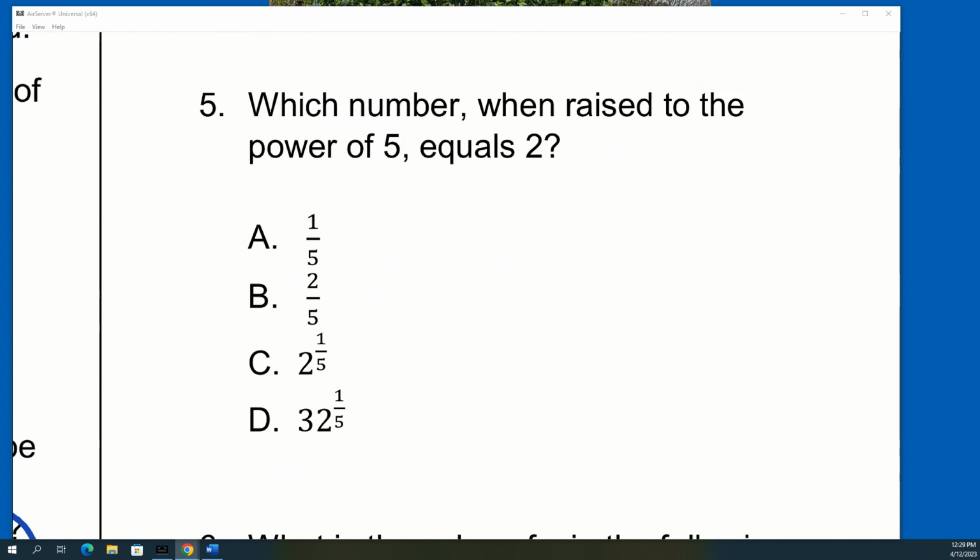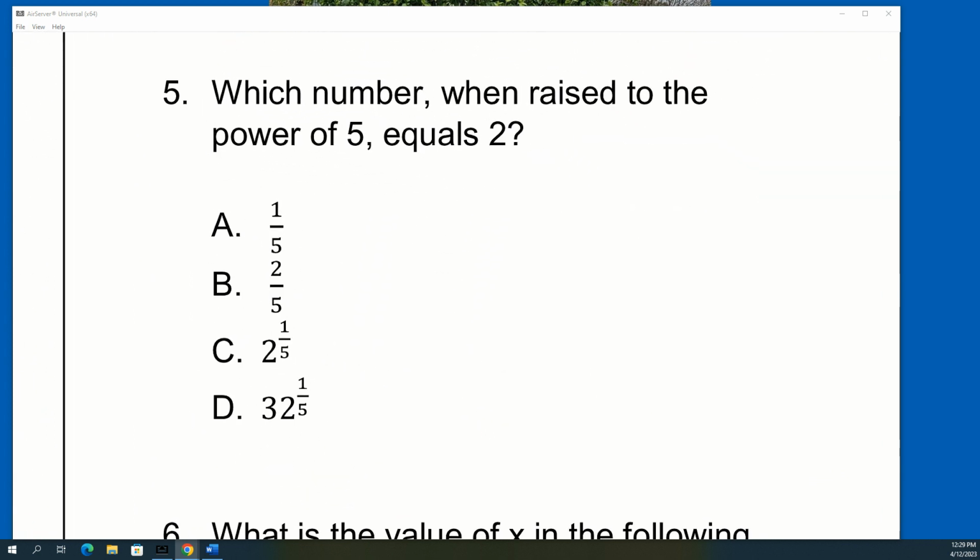All right, let's look at the next one. This one is kind of tough. So we want to know which one of these choices you can raise to the 5th power and have it equal to 2. Now, these fractions, when you raise them to the 5th power, you're just going to get other fractions. So I know it's not going to be A or B. So let's just try choice C.